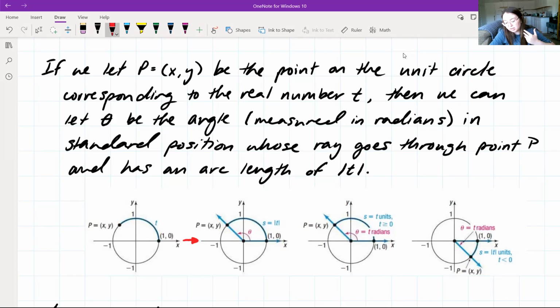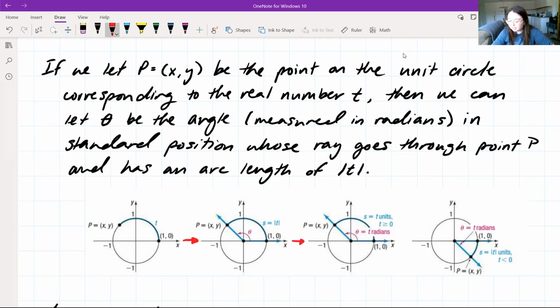We've labeled this center value theta, so we've labeled our angle, and we're saying that our arc length is the absolute value of t. So we put some more labels on them. First, we just kind of initialize these points. Now we're drawing our rays through them. We're labeling our theta, and we're saying what our arc length is.